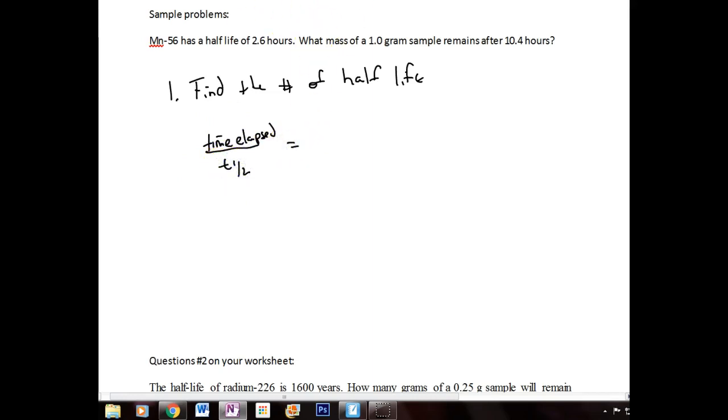Okay, so I'm going to look at this problem. It says Mn-56 has a half-life of 2.6 hours. Okay, that's an important thing. That's its half-life. And what mass of a 1 gram sample remains after 10.4 hours? There's another important piece. The time elapsed is the total time that has occurred. So that's going to be our 10.4 hours. So 10.4 hours is our time elapsed. And then we're going to divide it by our half-life, which in this problem it told us was 2.6. And we divide those two, and it tells us that this has undergone 4 half-lives. Okay, that's step 1.